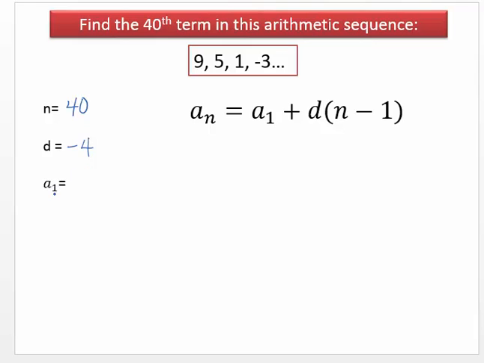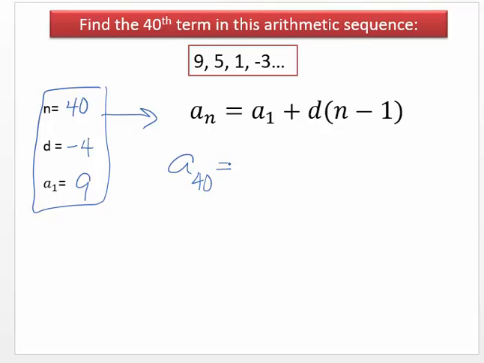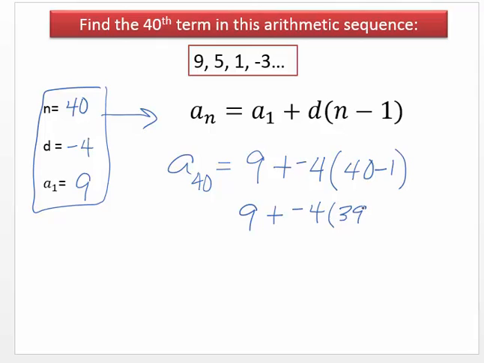And then a sub 1 means my first term, and my first term is 9. So we're going to put this information into this formula, and we would have a sub 40, which simply tells me that we're looking for our 40th term, is a sub 1, which is 9, plus my common difference of negative 4, times n minus 1. Once again, n minus 1 is 40 minus 1 because we're looking for the 40th term. So that gives us 9 plus negative 4 times 39, and let's grab our calculator really quick.